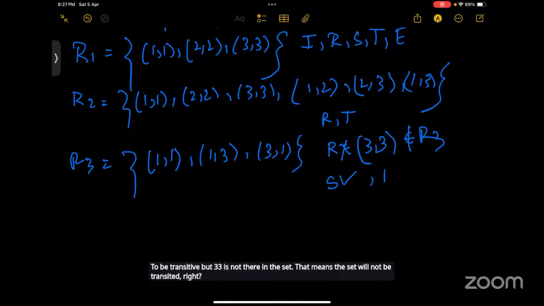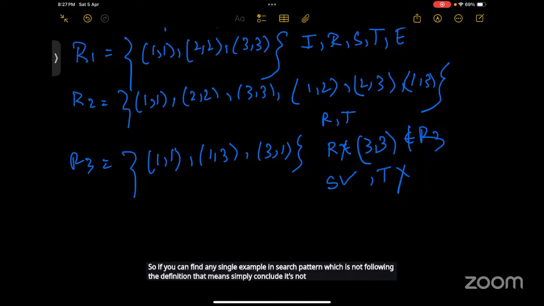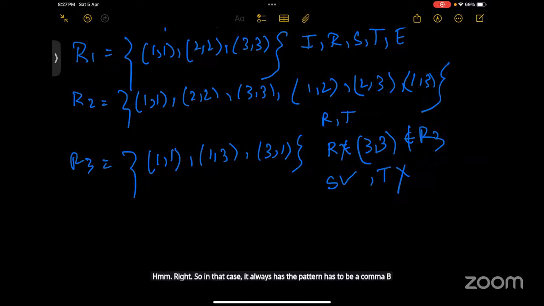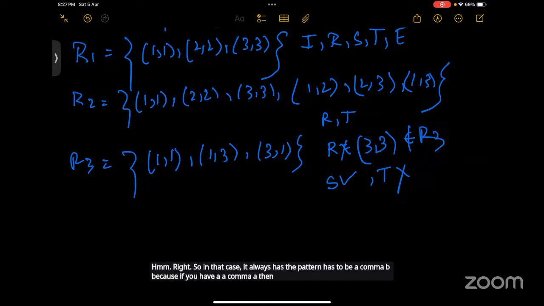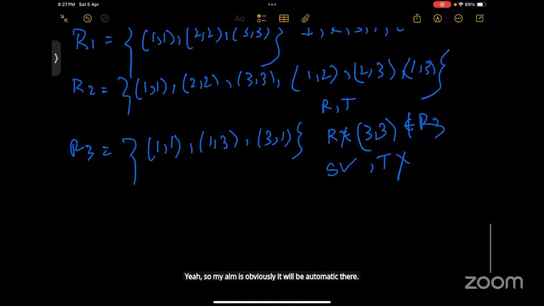So you have to apply it for every element like that to make sure that it's transitive. For any such pattern present in the set, if you can find any single example which is not following the definition, you can simply conclude it's not transitive. In that case, the pattern has to be A comma B, because if you have A comma A, then there's no pattern there. A comma A automatically doesn't make any sense.